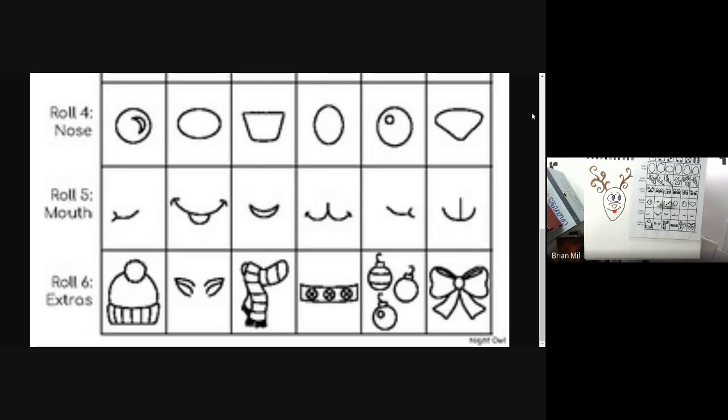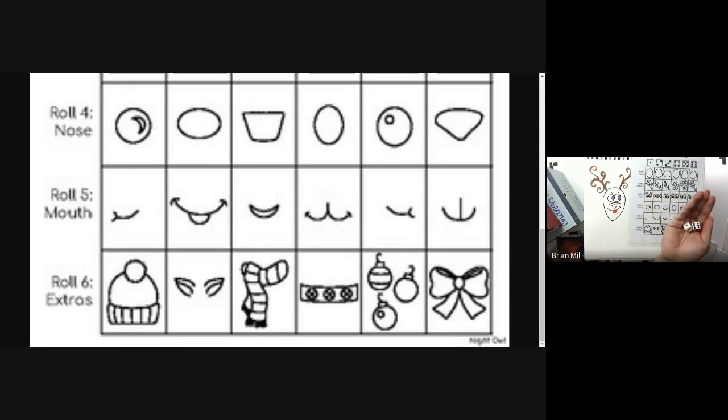Roll number six is very, very interesting because there's option number two, which is ears already. My rule is if you want to add ears anyways, you can, because it kind of looks weird without ears. But other than that, let's see what we get.